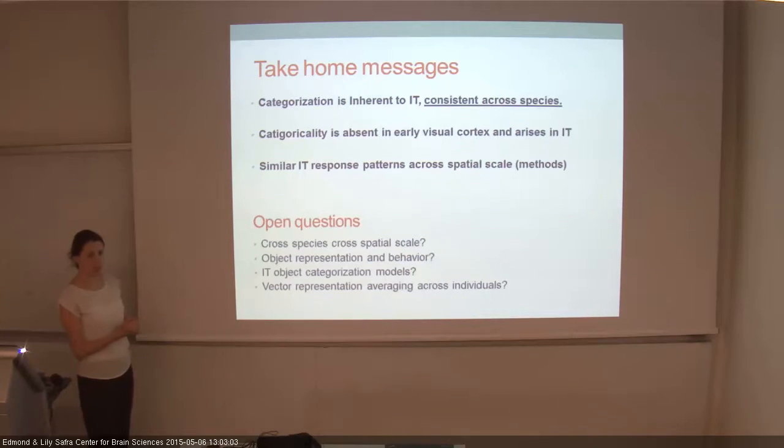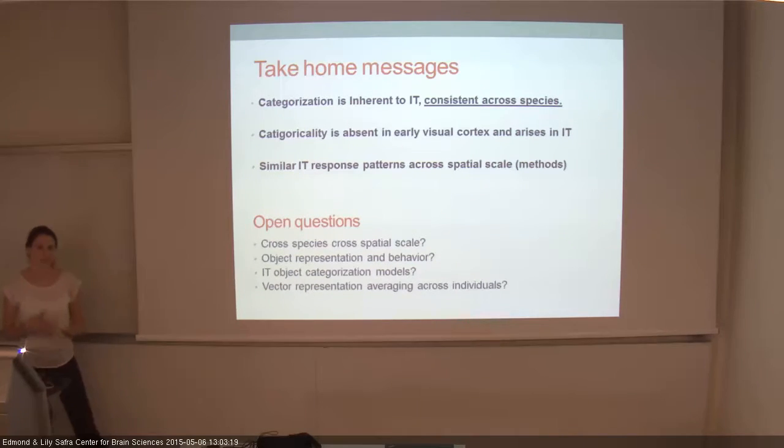Object representation and behavior: we talked about object representation, but not the implications for behavior. Categorization model: I didn't discuss it, but basically they say that there aren't good models for this. And vector representation averaging, which is what you said, I'm leaving as an open question, but basically there is a problem. It might be problematic that we're averaging over the vectors and not actually asking what the specific stimulus is.